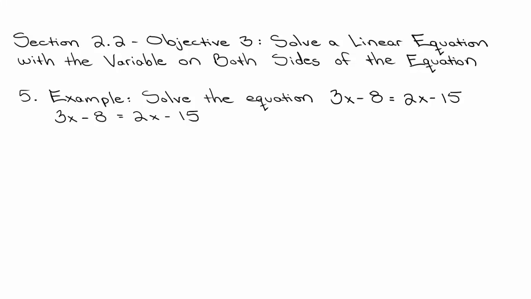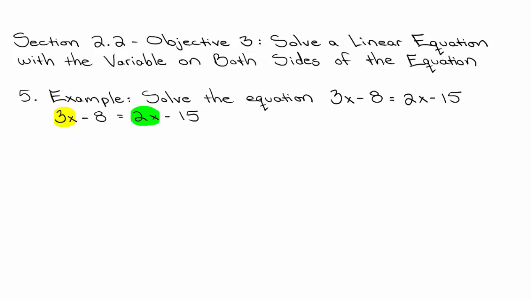Section 2.2, Objective 3. Solve a linear equation with the variable on both sides of the equation. For this example, we're going to solve the equation 3x minus 8 equals 2x minus 15. Notice that we have an x term on both sides of the equal sign. We need to get all of the x's to one side of the equal sign.